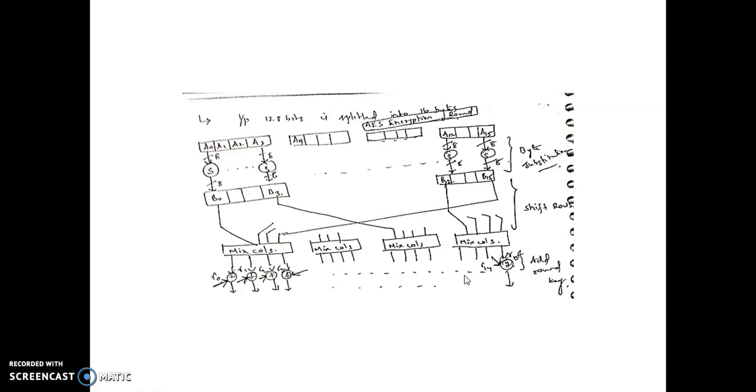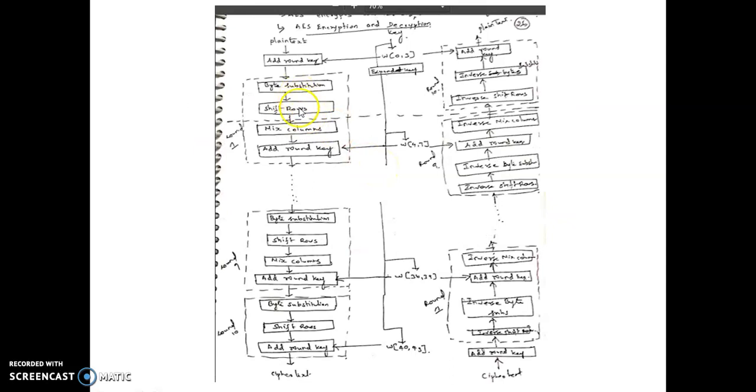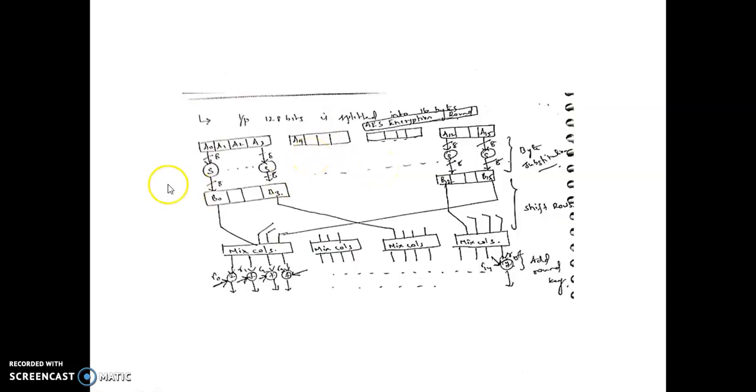So here see this diagram. It shows each round. What happens inside each round? Actually, the input is 128 bits. So the 128 bits is split into 16 bytes. So 16 bytes means 16 times 8, 128 bits. So 16 bytes are ordered from A0 to A15. This diagram shows what happened inside each round. Each round we have 4 processes: byte substitution, shift rows, mix columns, and add round key.